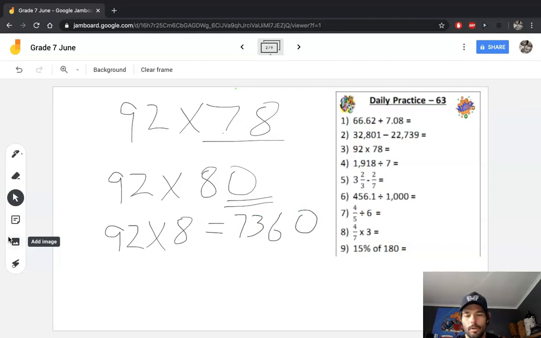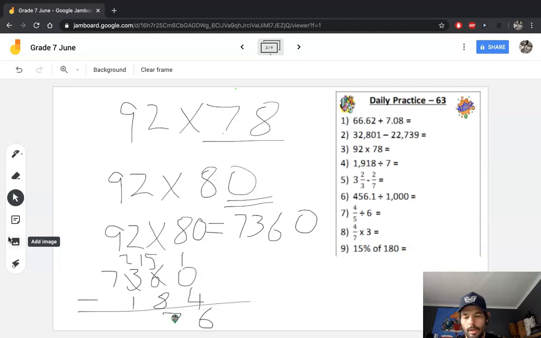Okay, 92 multiplied by 80. However, I gave the question an extra 2 groups of 92. 92 multiplied by 2 is 184. So I then need to say 7,360 minus 184, and that's going to look like this.